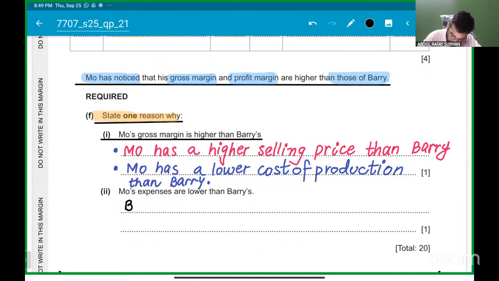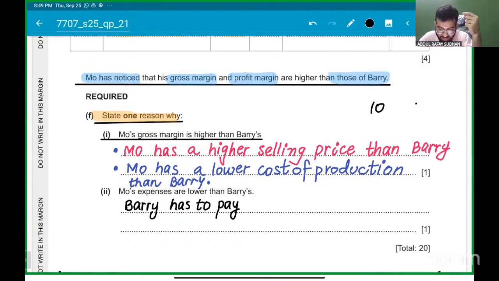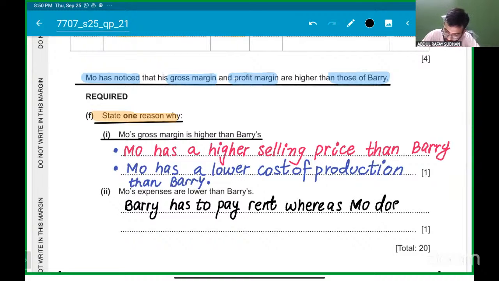So we can say कि Body के ऊपर लिखते हैं कि Body has to pay rent while Mo does not have to pay rent. एक एक्सपेंस कम हो गया. For example, मेरा एक एक्सपेंस ज्यादा है और आपका एक्सपेंस कम है. If you have 10 expenses and I have 11 expenses to bear, it means that my profit will be less and your profit will be higher. Understanding? ठीक है जी. So there's a reason that Body has to pay rent and Mo does not. That can be a one liner statement, whereas Mo does not pay rent. This is one reason.